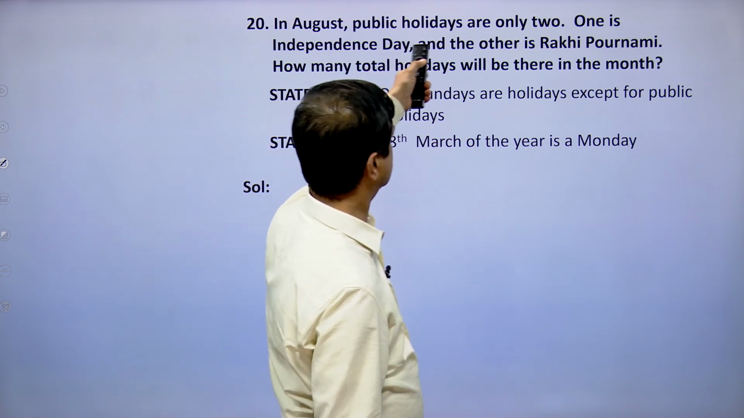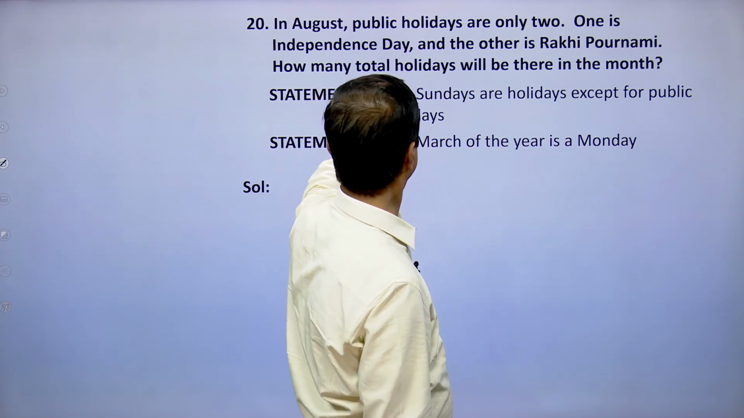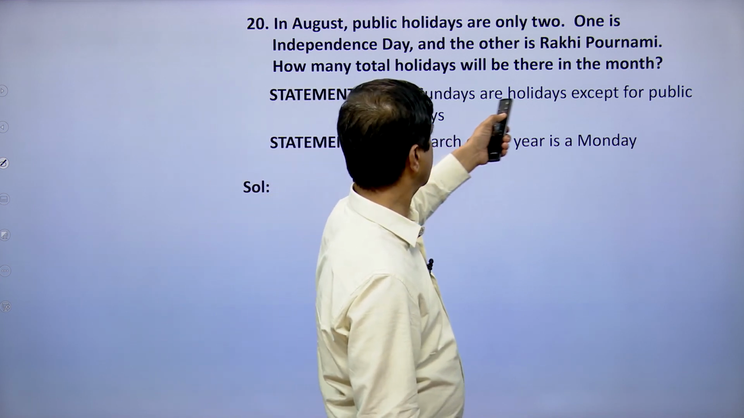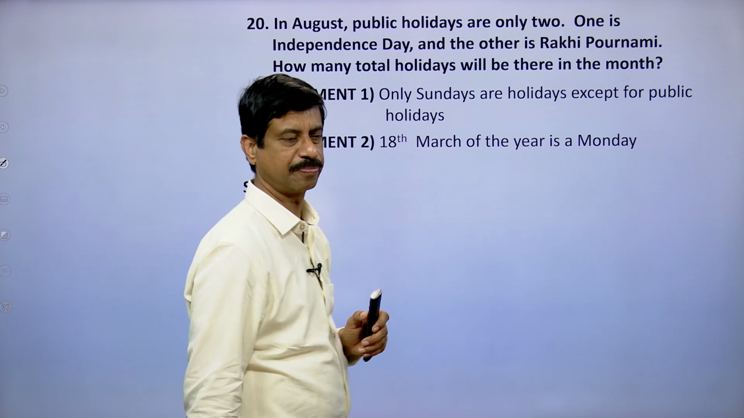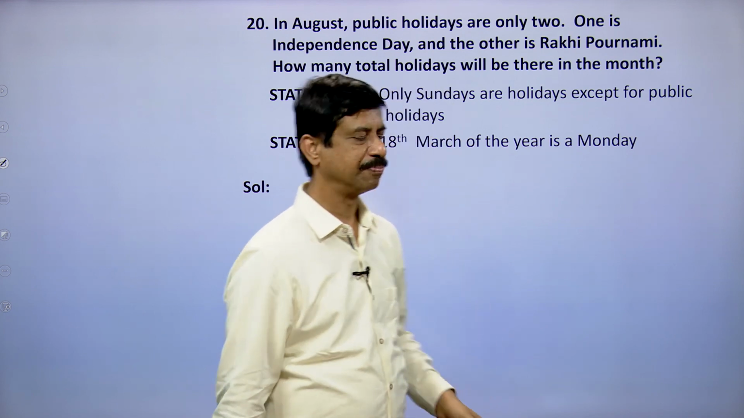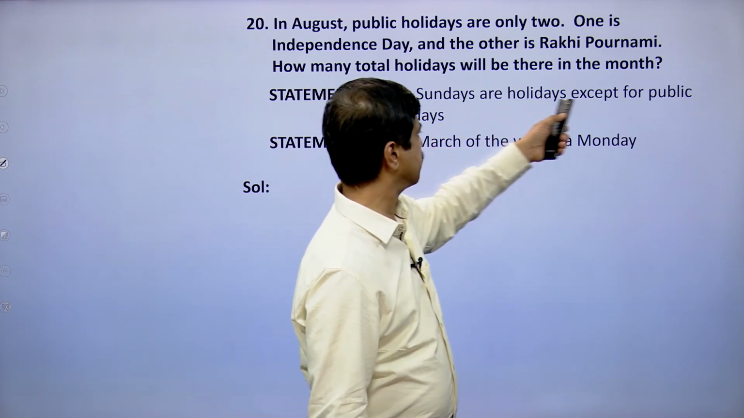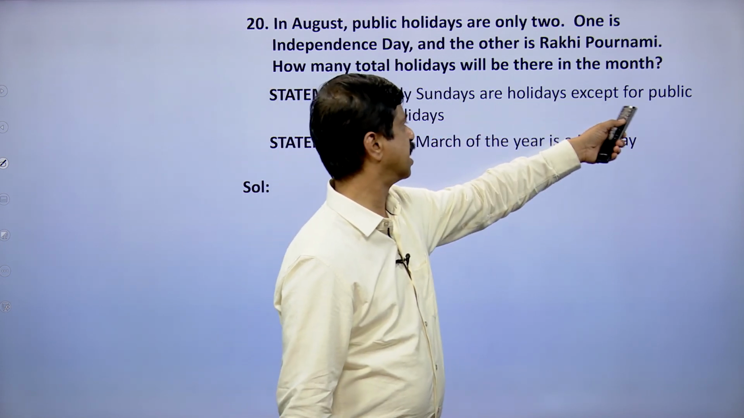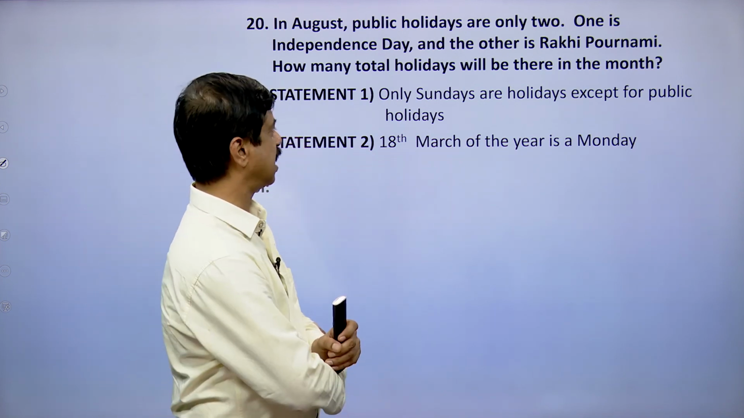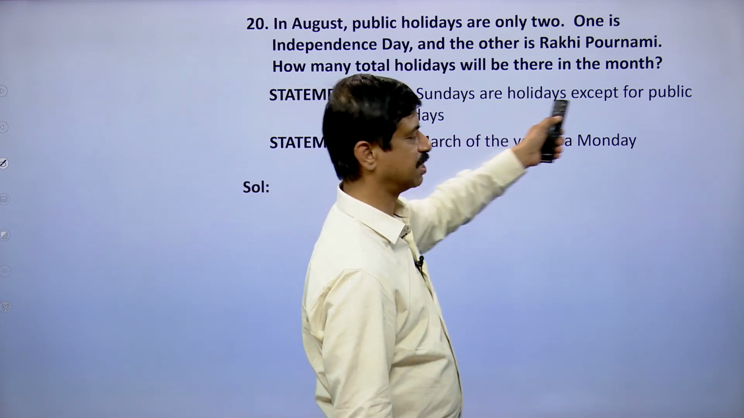In August, public holidays are only 2. One is Independence Day and the other is Rakhi Pournami. How many total holidays will be there in the month? Statement 1: only Sundays are holidays except for public holidays. Statement 2: 18th March of the year is Monday. So, if this is Monday, we can state which days are Mondays and which are Sundays. Based on statement 2, we can tell how many Sundays there are in the month of August.